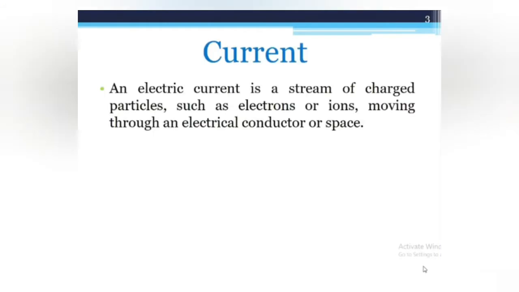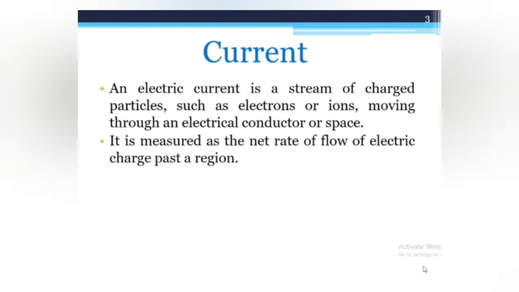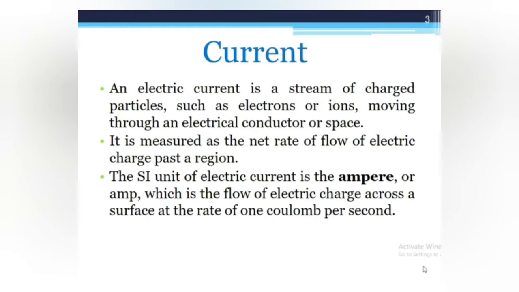An electrical current is a stream of charged particles such as electrons or ions moving through an electric conductor or space. It is measured as the net rate of flow of electric charge past a region. The unit of current is ampere.